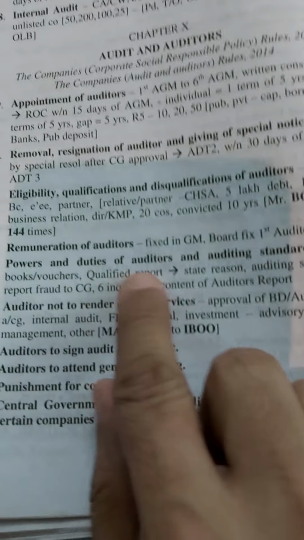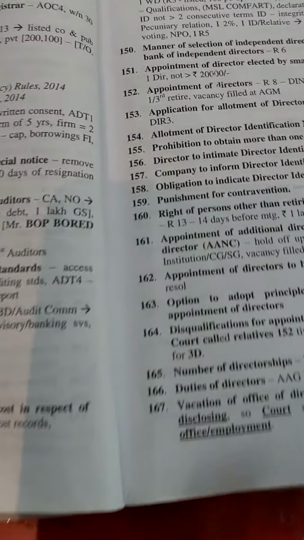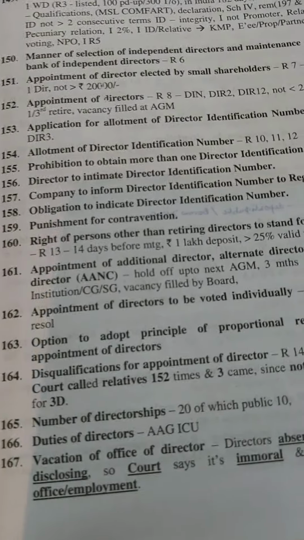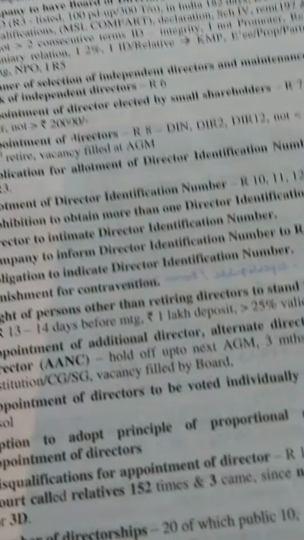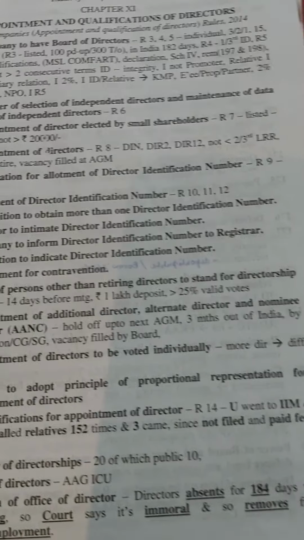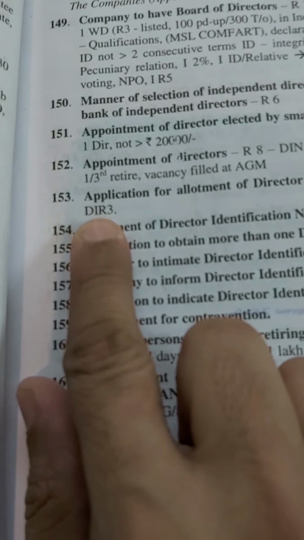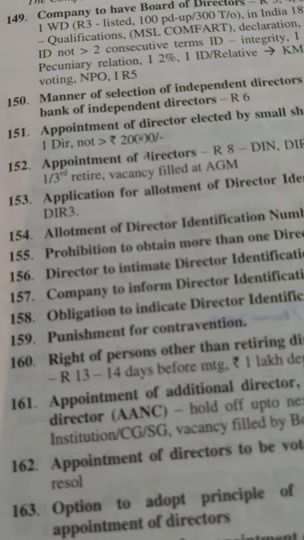We can make brief notes, very small notes we can prepare with respect to different sections. Just a few words are sufficient. For example, section 153 discusses about application for allotment of directors identification number. So it is with reference to rule 9, and the main thing, DIR 3. So we should know application for DIN should be made in form DIR 3.